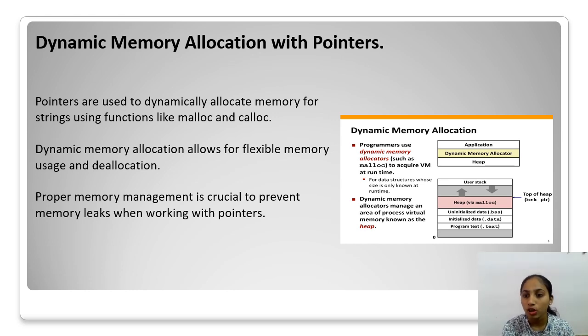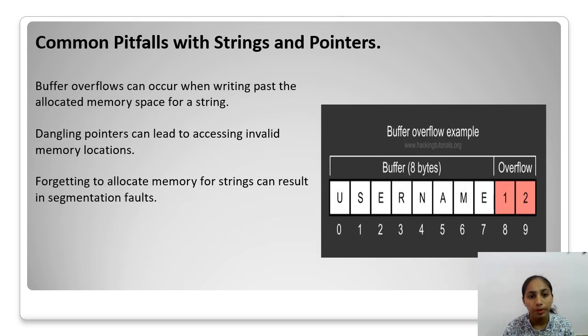And then we will move on to the next slide, that is common pitfalls with strings and pointers. Buffer overflows can occur when writing past the allocated memory space for a string. Dangling pointers can lead to accessing invalid memory locations. Forgetting to allocate memory for strings can result in segmentation faults. Buffer overflow example.